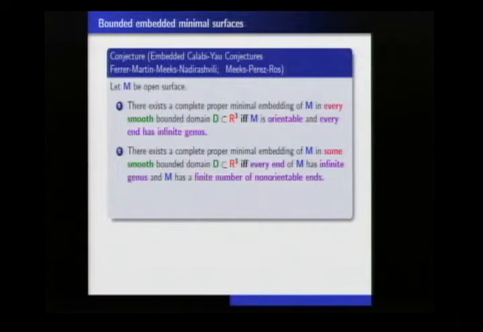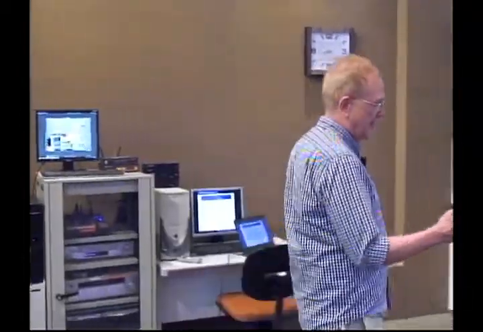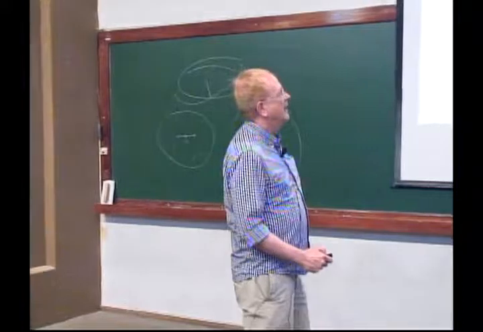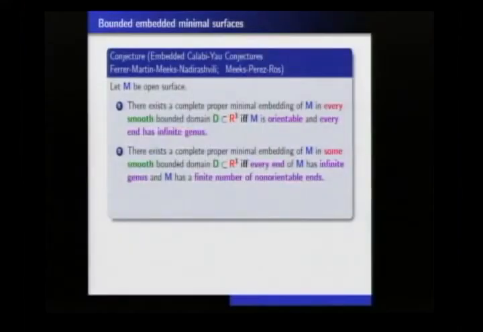Now we go to some smooth bounded domain. So we have the important word some. There exists a smooth bounded domain so that this is a complete, properly embedded, minimal surface in that open domain, which is smooth. And the condition there is that, again, we need every end to have infinite genus, okay? But you can only have a finite number of non-orientable ends. So that's certainly a topological obstruction.